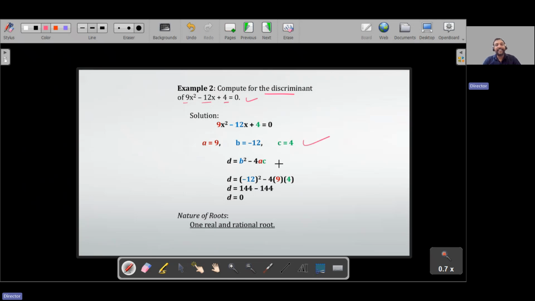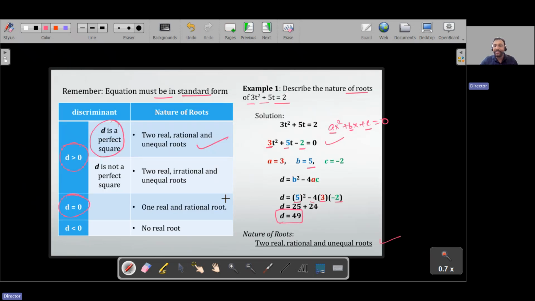So, b square minus 4ac is 12 square, that is 144, minus 4 into 9 into 4, that is 144. So, what we can see over here is that D is equal to 0. Now, remember the condition. Let us go to the back slide. D is equal to 0. So, it will have one root, a rational root. Or we can say both the roots are same. Right, now one root is written because both the roots are same.